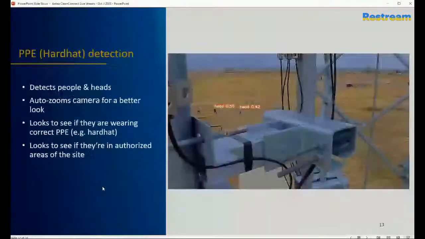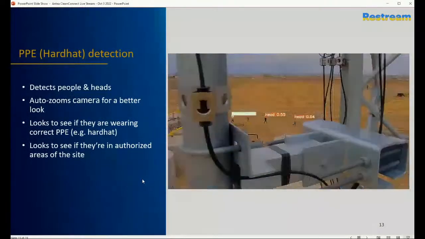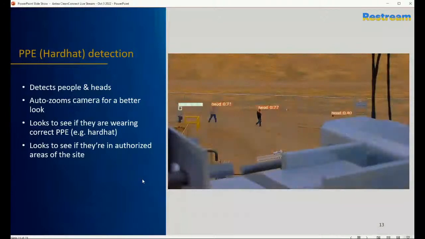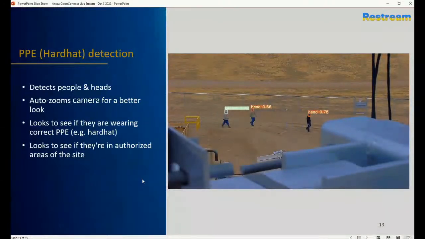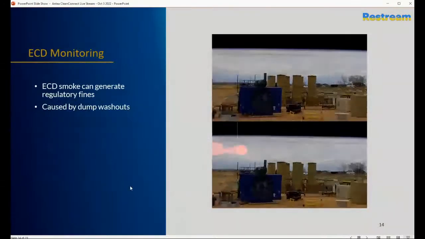PPE detection. So we're continuing to look at that slide. As I mentioned, the high def optical camera sees 360 degrees all the time, doesn't need to rotate, has 4 sensors in it. So we can see people, we can see if they're wearing a hard hat. It also acts as virtual security. We have ECD monitoring.